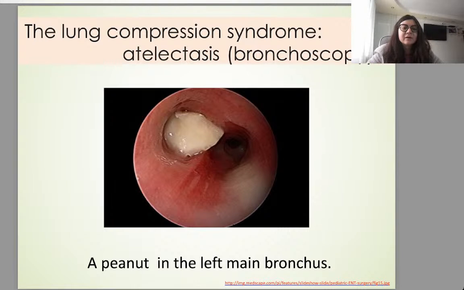And here is the example of obstructive atelectasis due to inhaled peanut, and you see on bronchoscopy the piece of this peanut in a left main bronchus.